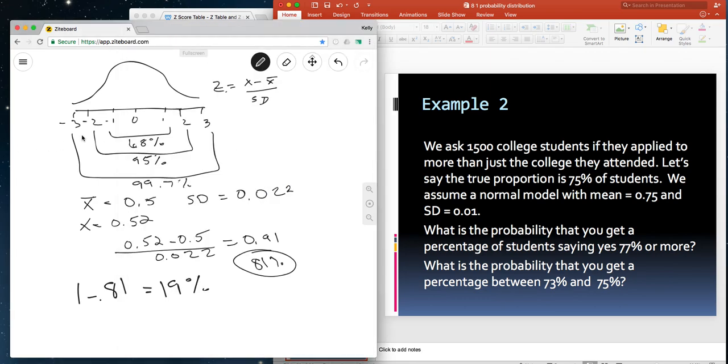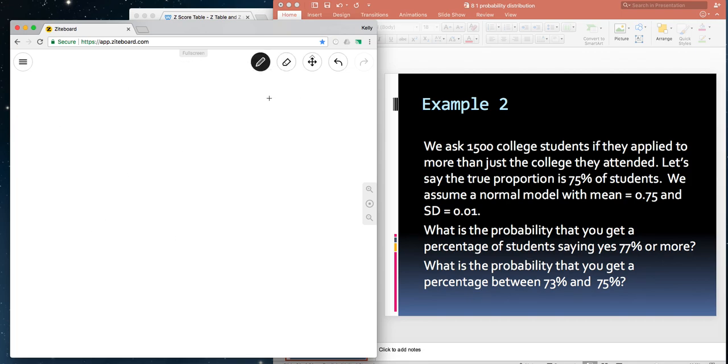Alright, next one. We asked 1,500 college students if they applied to more than just the college they attended. And let's say that the true proportion is 75% of students. We assume a normal model. So once again, our x bar is 0.75. Our standard deviation is 0.01. And the x value is based on the question.